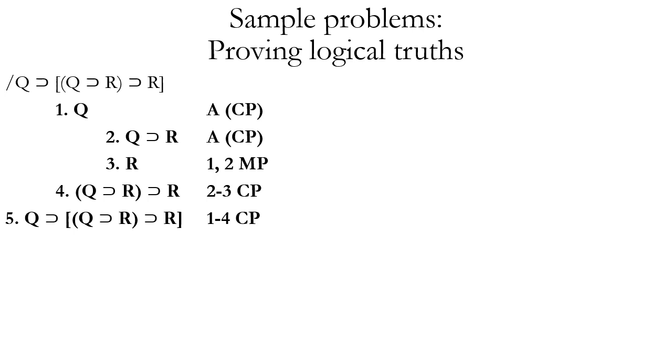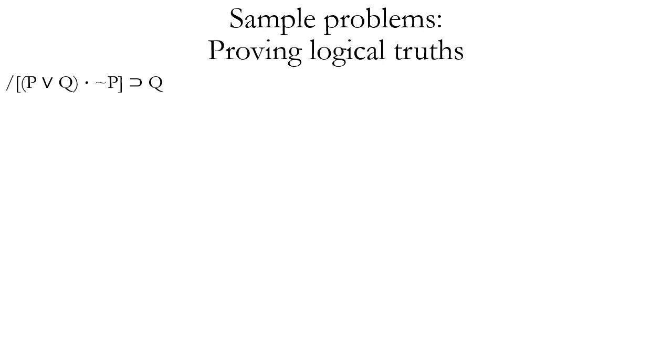And notice the justifications overlap. So the justification for line 4 is 2 to 3 conditional proof. That was the second set of indented lines. But because line 4 is itself part of the scope of the assumption on line 1, we're going to include line 4 when we justify line 5. We use all of lines 1 and 4 with conditional proof to prove our main conclusion on line 5.